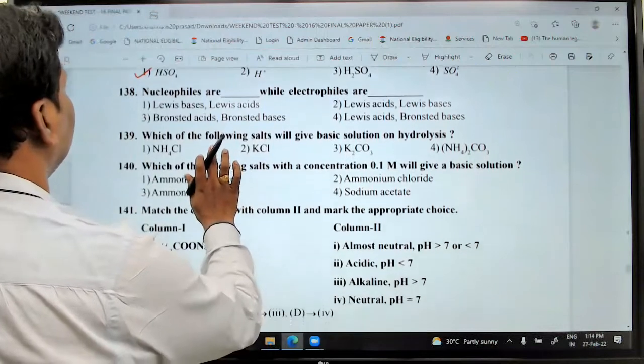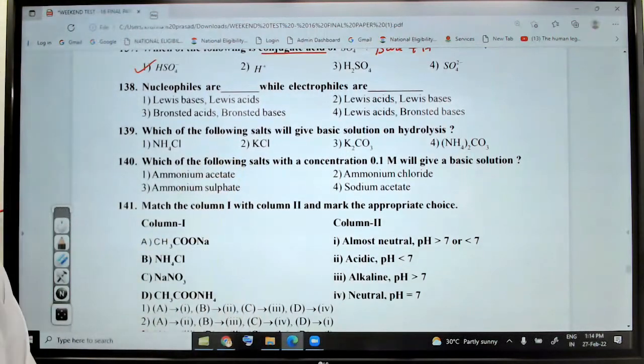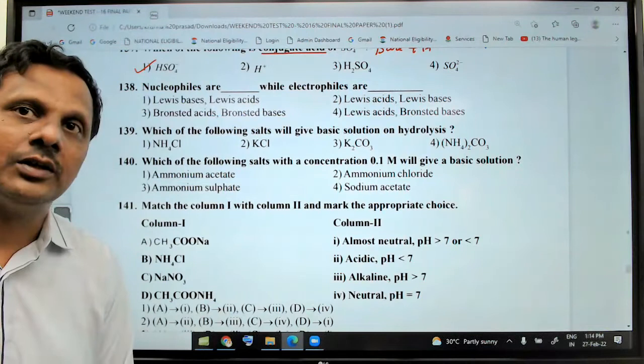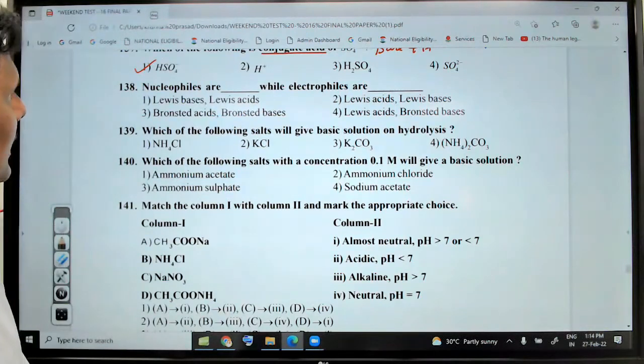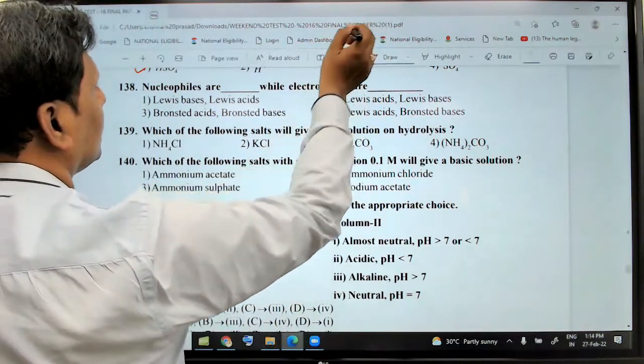नेक्स्ट क्वेश्चन नंबर 138. न्यूक्लियोफाइल्स आर लुईस बेसेस हैं, इलेक्ट्रोफाइल्स आर लुईस एसिड्स हैं. न्यूक्लियोफाइल्स आर लुईस बेसेस हैं. अच्छा, आई थिंक फर्स्ट ऑप्शन इज करेक्ट.